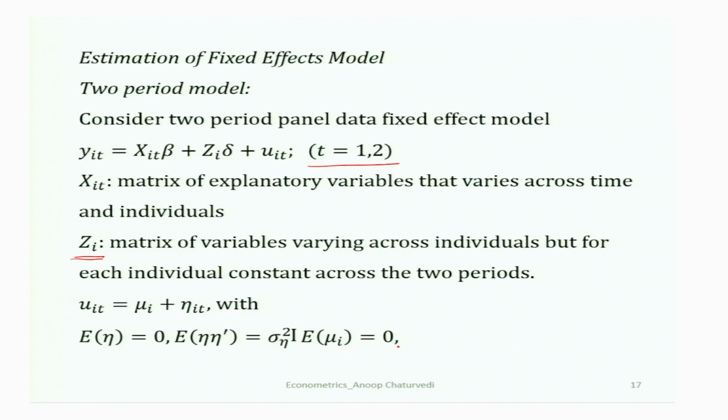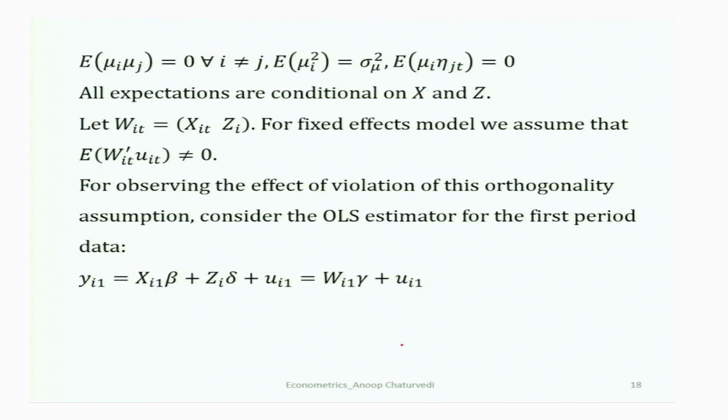Expectation of mu I is also taken as 0. Then expectation of mu I mu j is equal to 0 for all I not equal to j, and expectation of mu I square is equal to sigma square mu. Further, we assume that expectation of mu I eta j t is equal to 0, and all these expectations are conditional on x and z.